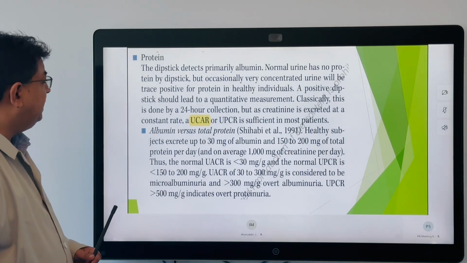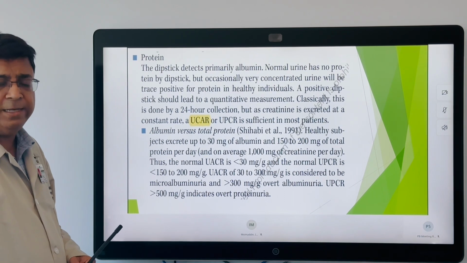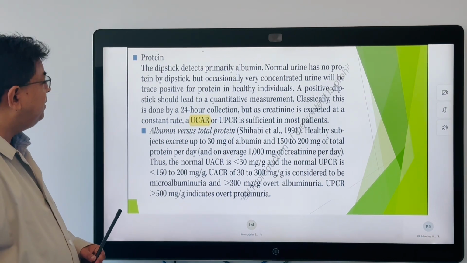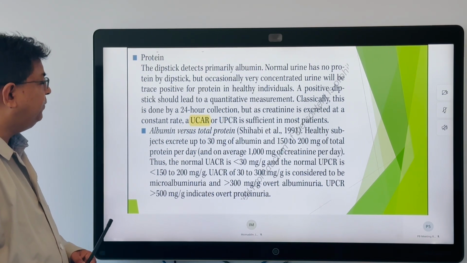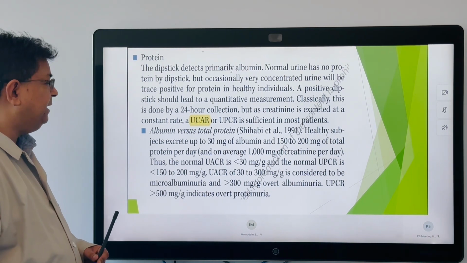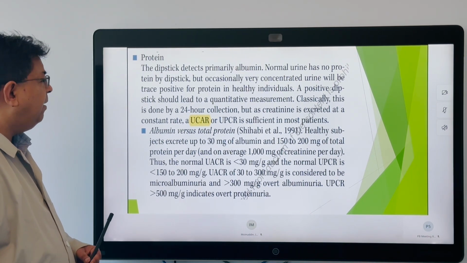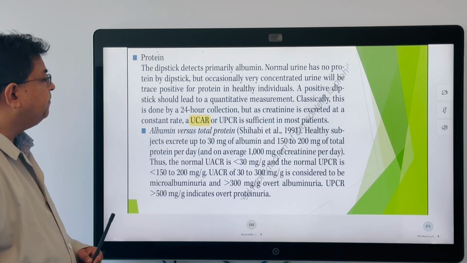Protein is another important finding that you should look for in a urinalysis. The dipstick detects primarily albumin. Normal urine has no protein by dipstick, but occasionally very concentrated urine will be trace positive for protein in healthy individuals. A positive dipstick should lead to a quantitative measurement.